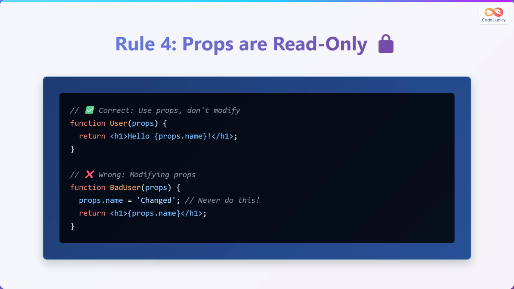The fourth rule emphasizes that props are read-only. Props are used to pass data from a parent component to a child component. A component should never attempt to modify its own props. Props should be treated as immutable values, ensuring the unidirectional data flow in React. If you need to modify data, use state instead.